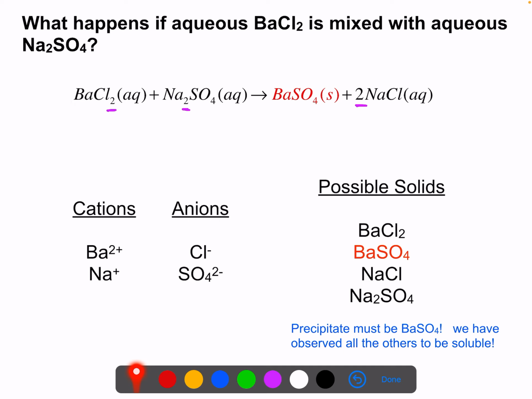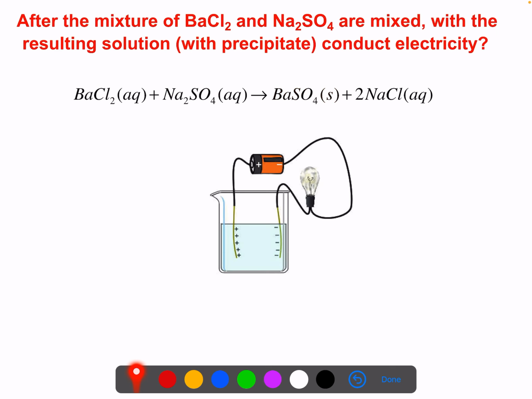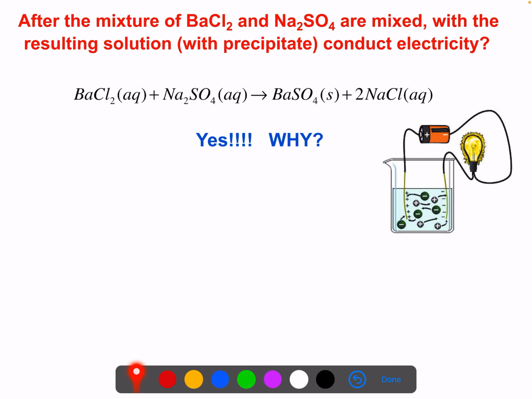Now, when we think about this, if we perform this reaction and we mix barium chloride and sodium sulfate to get our precipitate, will this mixture conduct electricity? And when we do this experiment, if we put our light bulb in this mixture, yes, this will conduct electricity. And the question is, why does this conduct electricity?